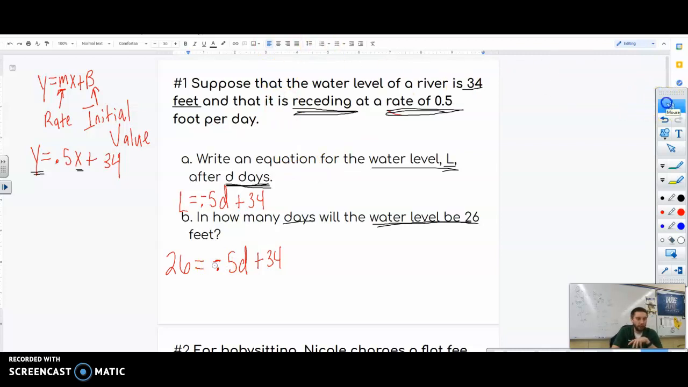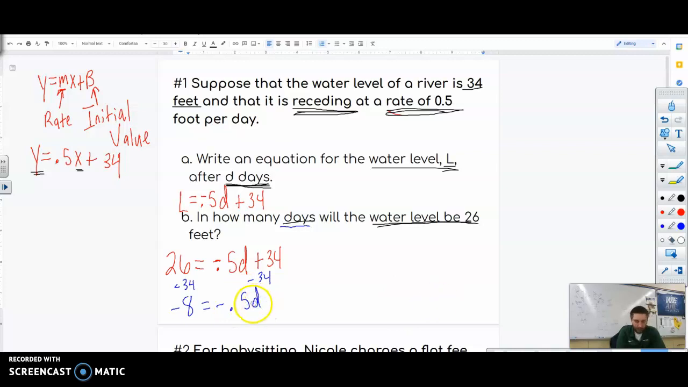All right, so now I have to evaluate this. How do I evaluate this? Well, there are a couple ways we could do this. We could probably use Desmos, but I think we can just solve this by hand. I don't think I need Desmos here. So how do I solve this equation? I'm trying to find D, right? How many days? So I'm going to solve for D. I'm going to subtract 34 from both sides. Minus 34, minus 34. So I get negative 8 equals negative 0.5 times D.